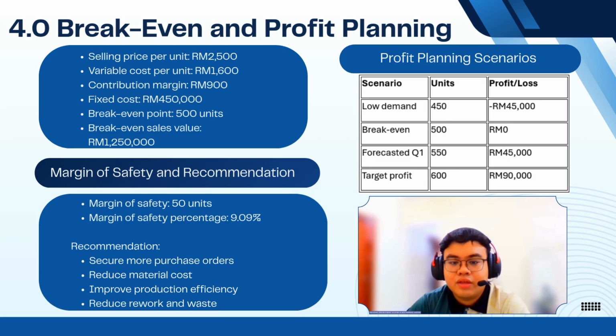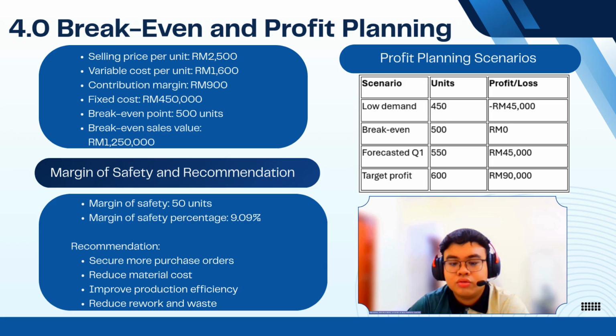For margin of safety and recommendation, the margin of safety is 50 units or 9%. This means Inotech's sales can only drop by 50 units before the company reaches the break-even point. This shows that the company has a positive but limited safety margin.